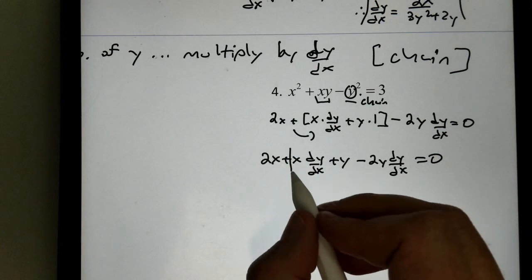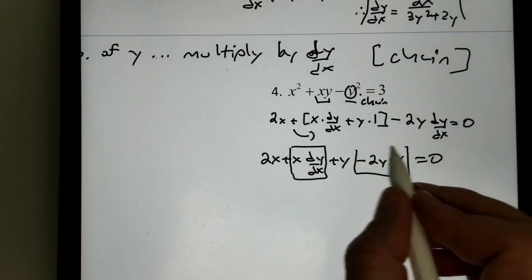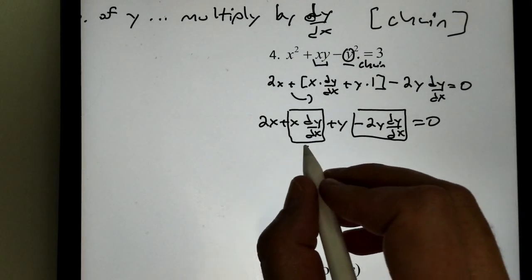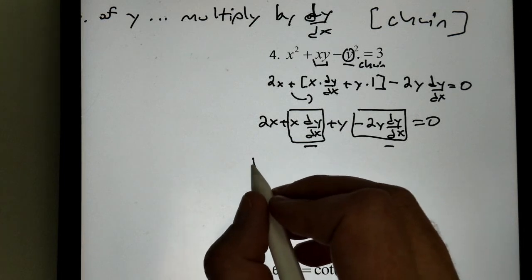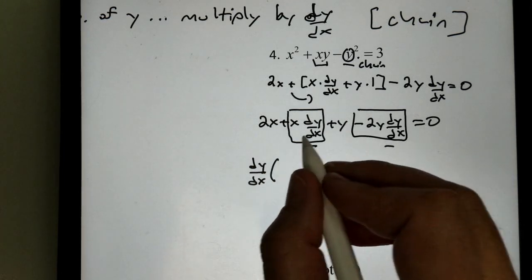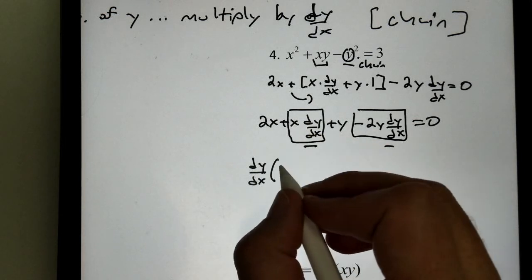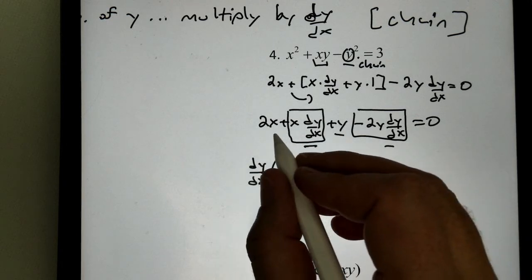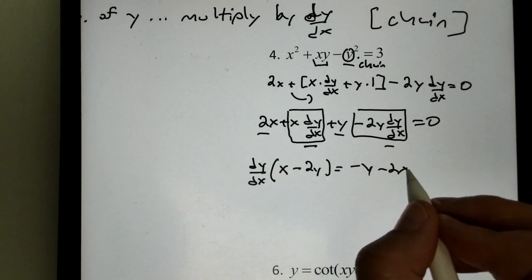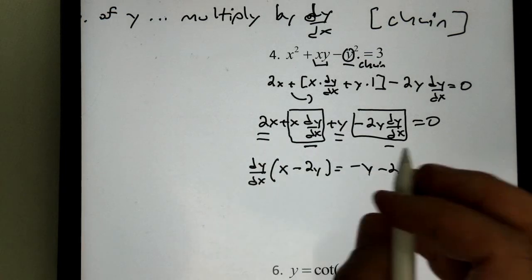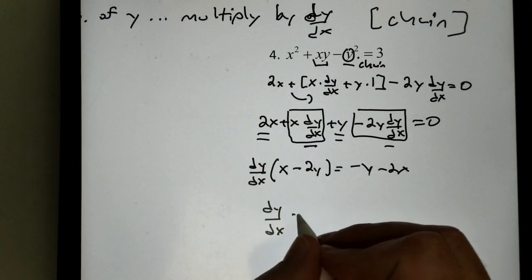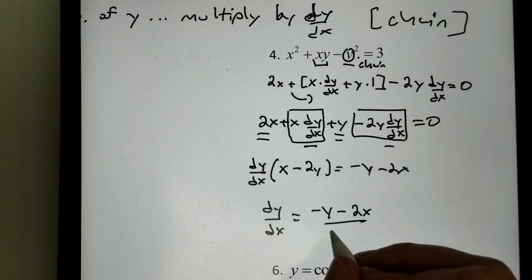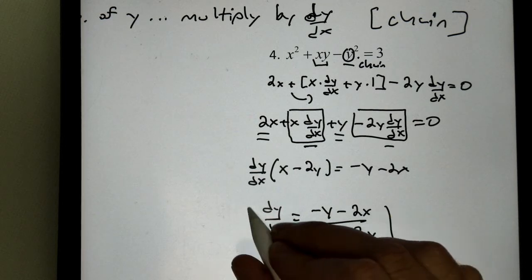And our rule, anything with a dy/dx will stay. Everything else has to go. I'm going to box those, okay? So they both have a dy/dx. I'm going to write that out, dy/dx, and I'm factoring it out. So that's going to leave me, if I factor out the dy/dx here, I'm left with x minus 2y. And what's that can equal? Well, I just bring these two over. Negative y minus 2x. I'm just bringing those over, right? And I get dy/dx equaling negative y minus 2x over x minus 2y. And there's our derivative.